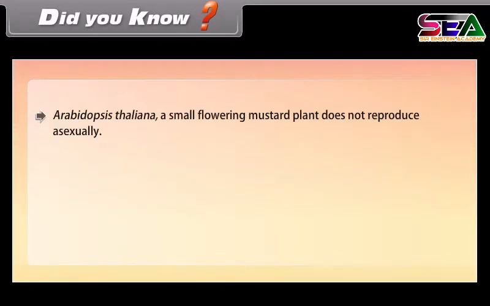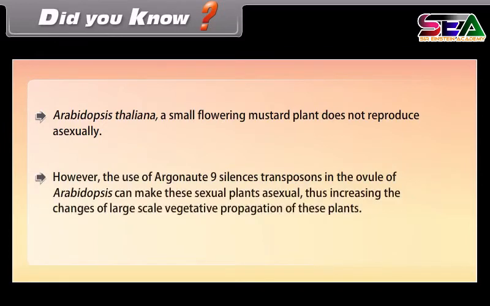Did you know? Arabidopsis thaliana, a small flowering mustard plant, does not reproduce asexually. However, the use of Argonaute 9 silences transposons in the ovule of Arabidopsis and can make these sexual plants asexual, thus increasing the chances of large-scale vegetative propagation of these plants.